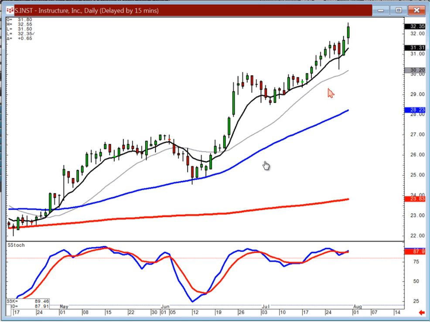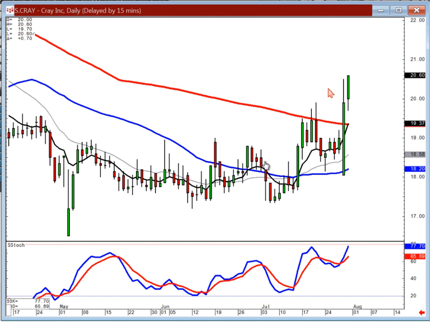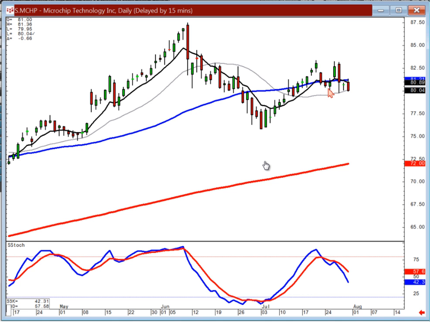INST, stay long on this one. We've got that one in the portfolio somewhere. And Cray, you got the big bullish engulfing coming out of a fry pan bottom. You can still be buying this one on positive trading. And Microchip, get ready to go short if this opens weaker tomorrow.